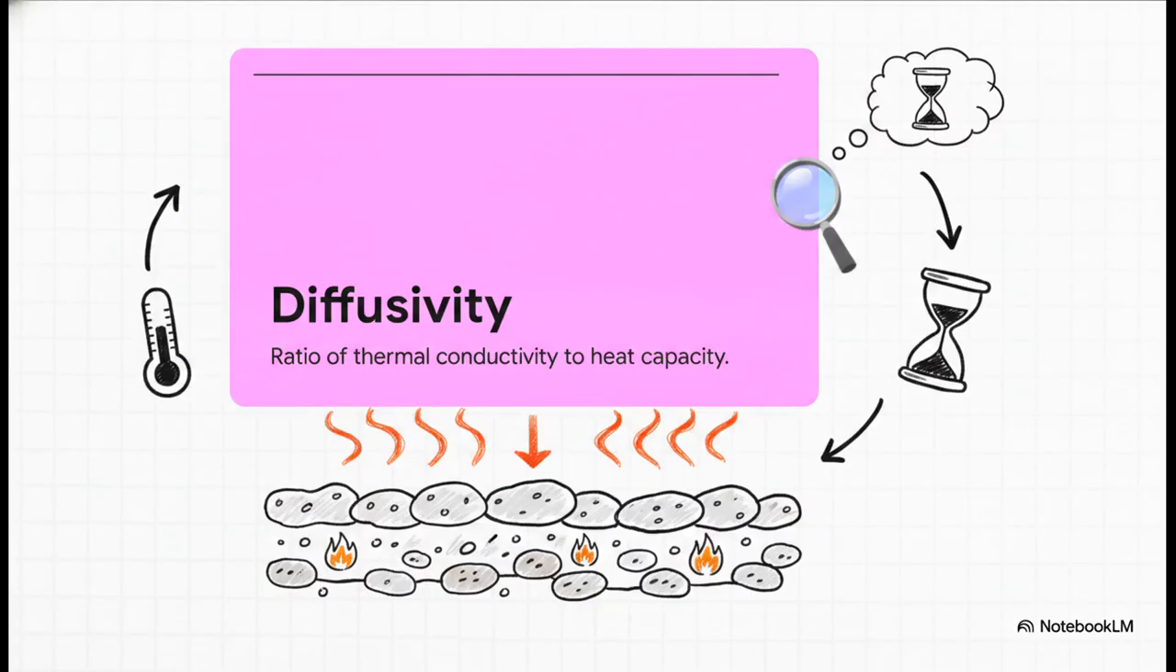Bringing these ideas together, we get thermal diffusivity, which is the ratio of thermal conductivity to heat capacity. This metric tells us the actual speed at which temperature changes happen inside the body of the soil. And here's a really cool detail from the source. If you take the reciprocal of that number, it gives you the soil's thermal retentivity. That tells us exactly how well the soil holds on to that heat once it has it.